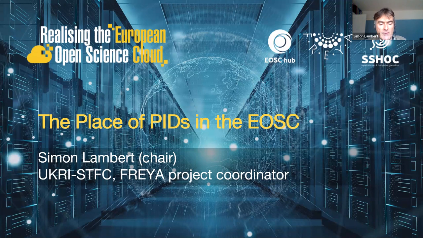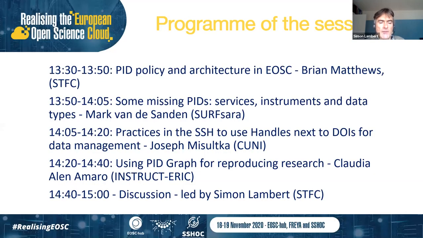We have a nice and varied program, which I will show you now. So it's approaching the question from two angles, really, the top down and the bottom up. So first of all, we're going to hear from Brian Matthews, who's a colleague of mine at STFC, on the EOSC view of persistent identifiers through policy and architecture. Then we're going to have several talks about applications and requirements for persistent identifiers in different domains and with different perspectives on how they're used in reality and I suppose what the implications could be for the European Open Science Cloud. And finally, a period of discussion, which I'll lead at the end.